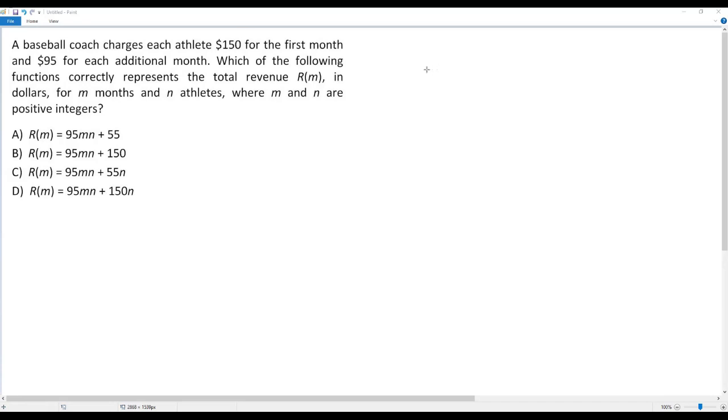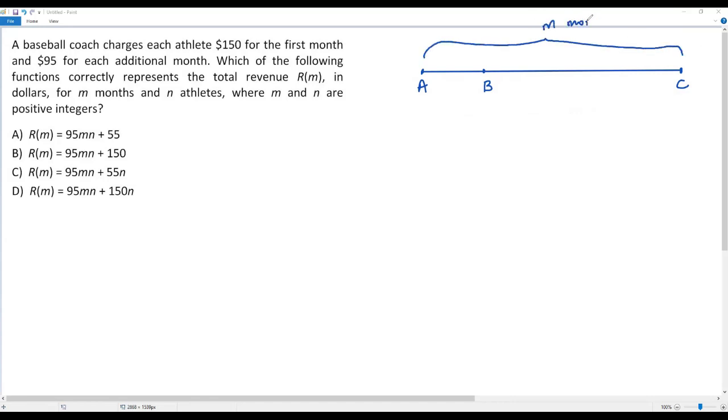Okay, let me draw a line segment over here and mark 3 points on the line segment. That is A, and here B, and here C. And let's consider the length of the complete line segment AC. Let's say the length of the complete line segment AC represents the given number of months, that is M months. So the length of this line segment AC is M.